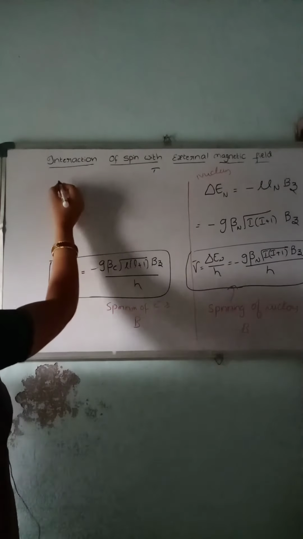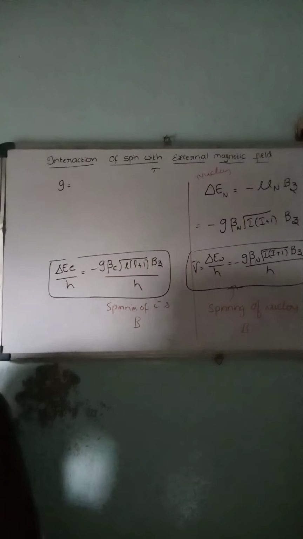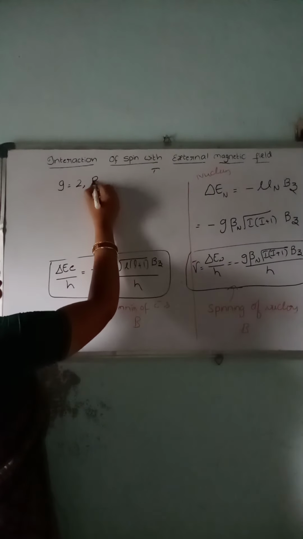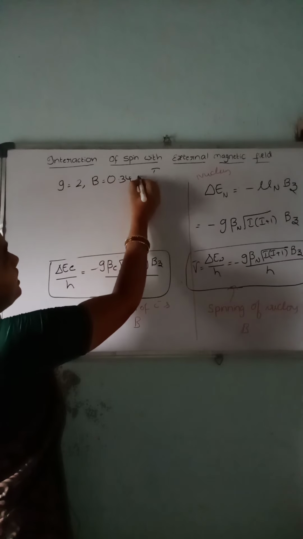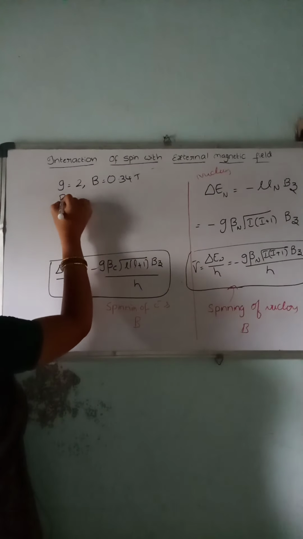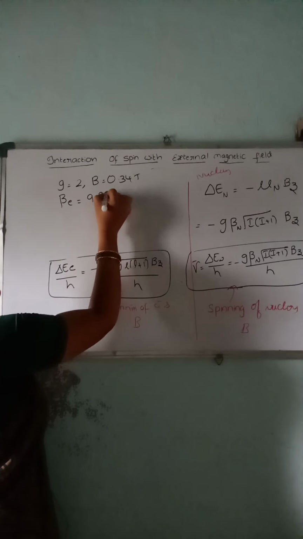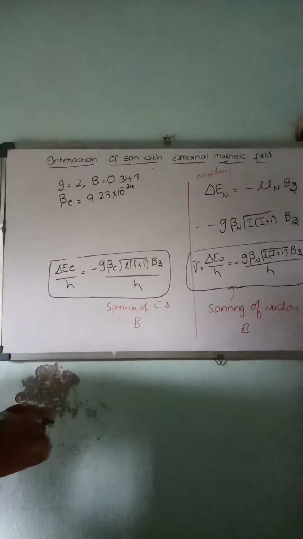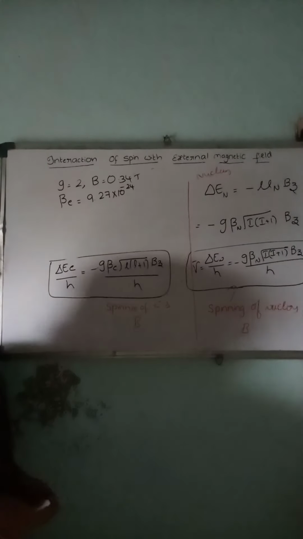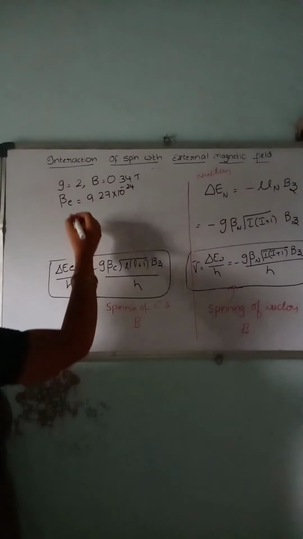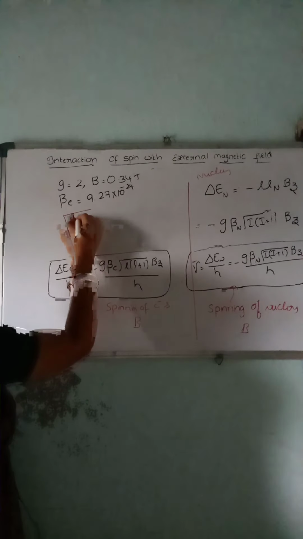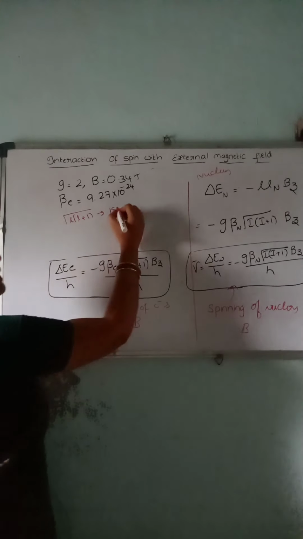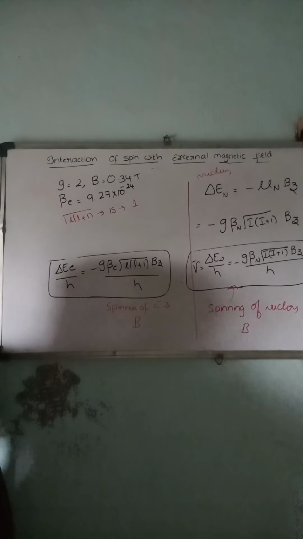Let us suppose that g, the Landé splitting factor, has the value 2 and the external magnetic field is of the order of 0.34 Tesla. We have already calculated the Bohr magneton as 9.27 into 10 power minus 24 ampere meter square. Let the electron be in the first orbit, that is, in the S orbit, so that root of L into L plus 1 is equivalent to 1.